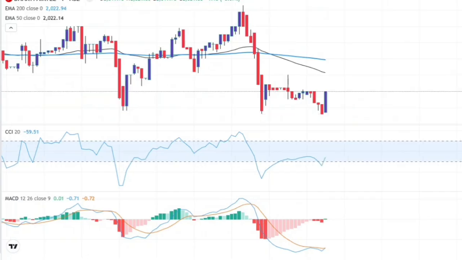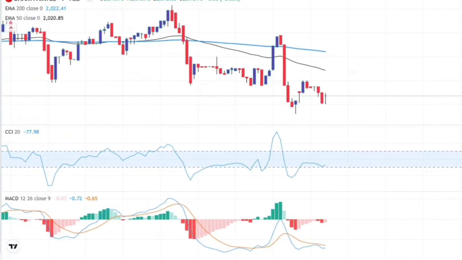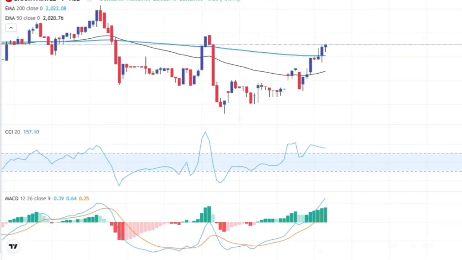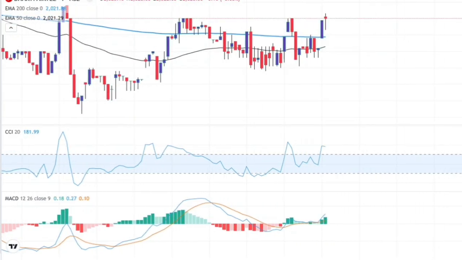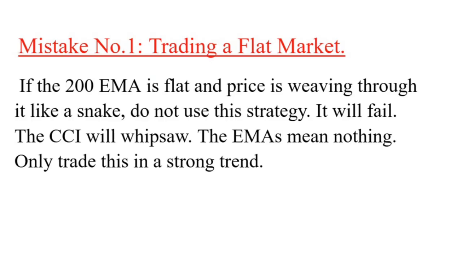Part 5. Common mistakes and mindset. We are almost done, but I have to warn you. Most of you will try this strategy and fail because of these 3 reasons. Mistake number 1. Trading a flat market. If the 200 EMA is flat and price is weaving through it like a snake, do not use this strategy. It will fail. The CCI will whipsaw. The EMAs mean nothing. Only trade this in a strong trend.